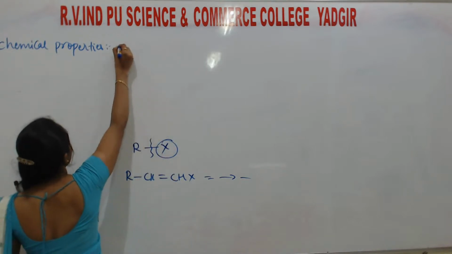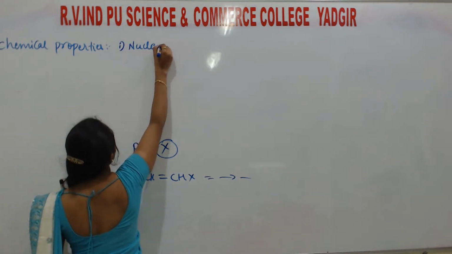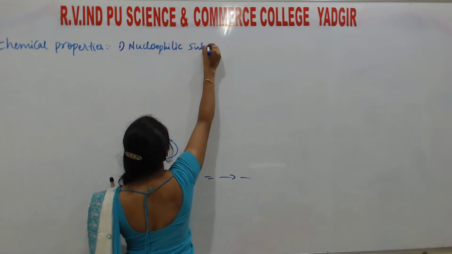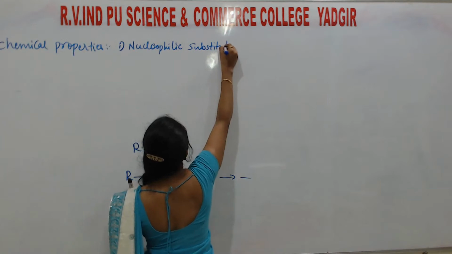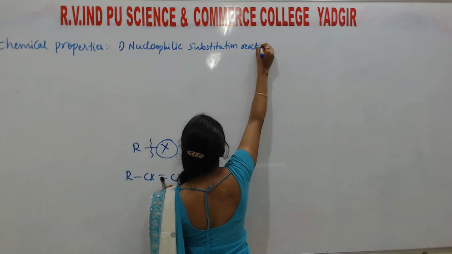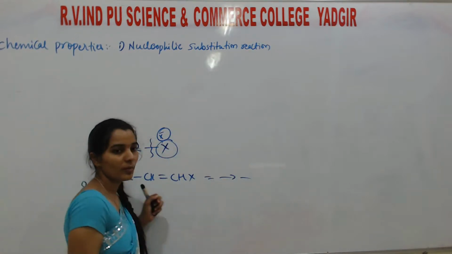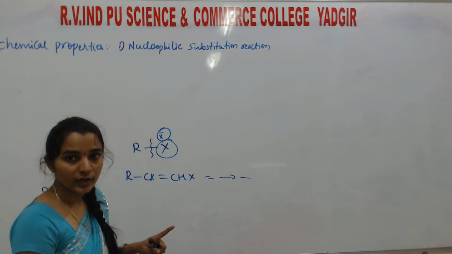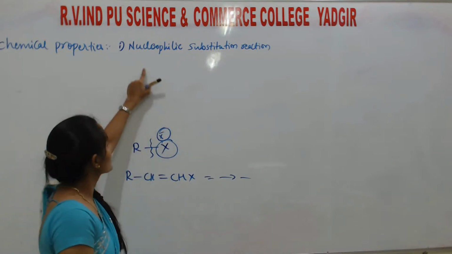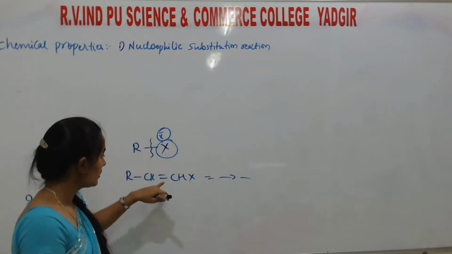That means it undergoes nucleophilic substitution reaction. Nucleophilic substitution reaction, because X minus, the species with the minus charge, is a nucleophile. So this nucleophile is replaced by another nucleophile. That's why it is a nucleophilic substitution reaction. That is one type.